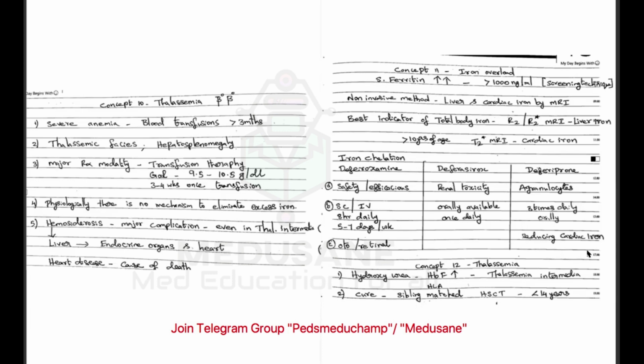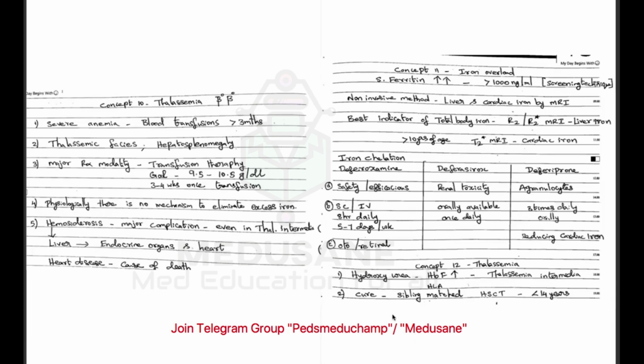Okay, then concept 12, small concept, hydroxyurea. So you know how hydroxyurea works. It increases the fetal hemoglobin, which might be helpful in thalassemia intermedia. In thalassemia intermedia, we are not giving any blood transfusion. So how to help out the patient? We can give hydroxyurea because it increases the fetal hemoglobin, which will be useful, no?